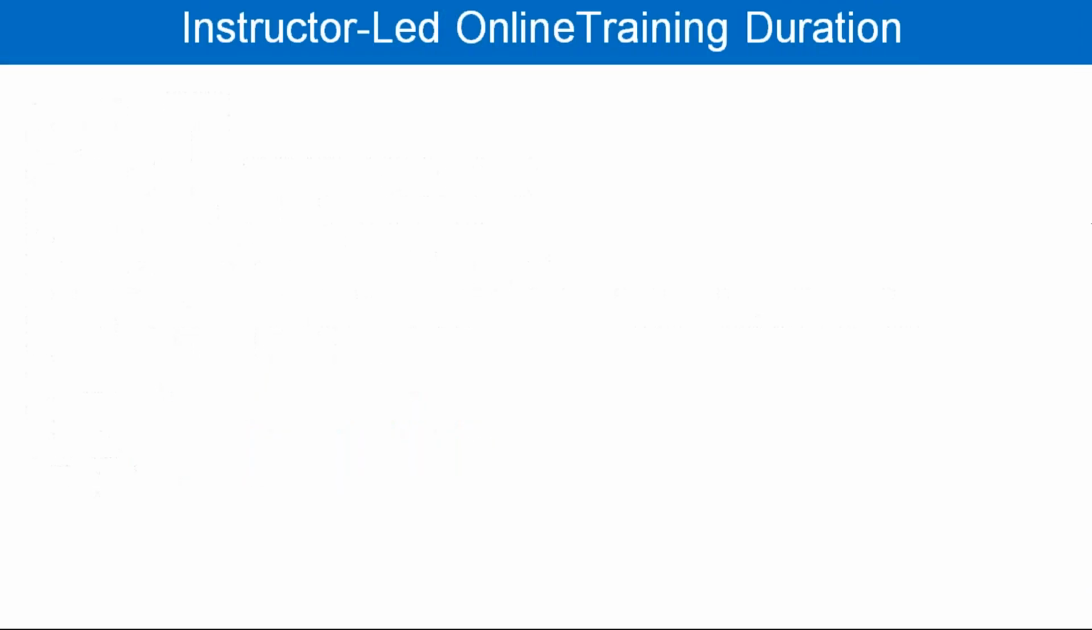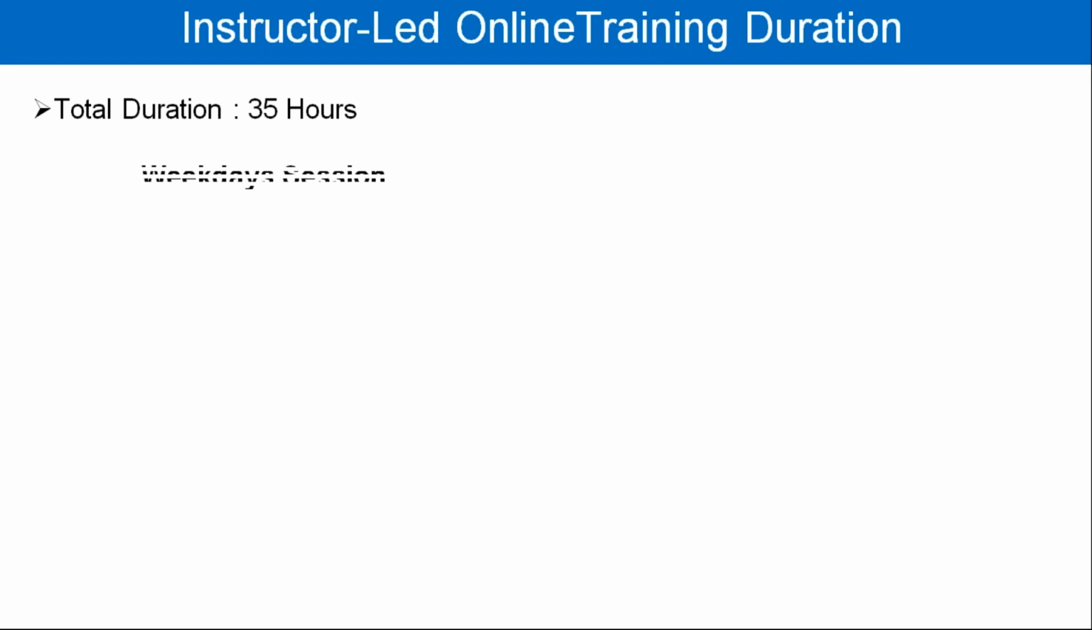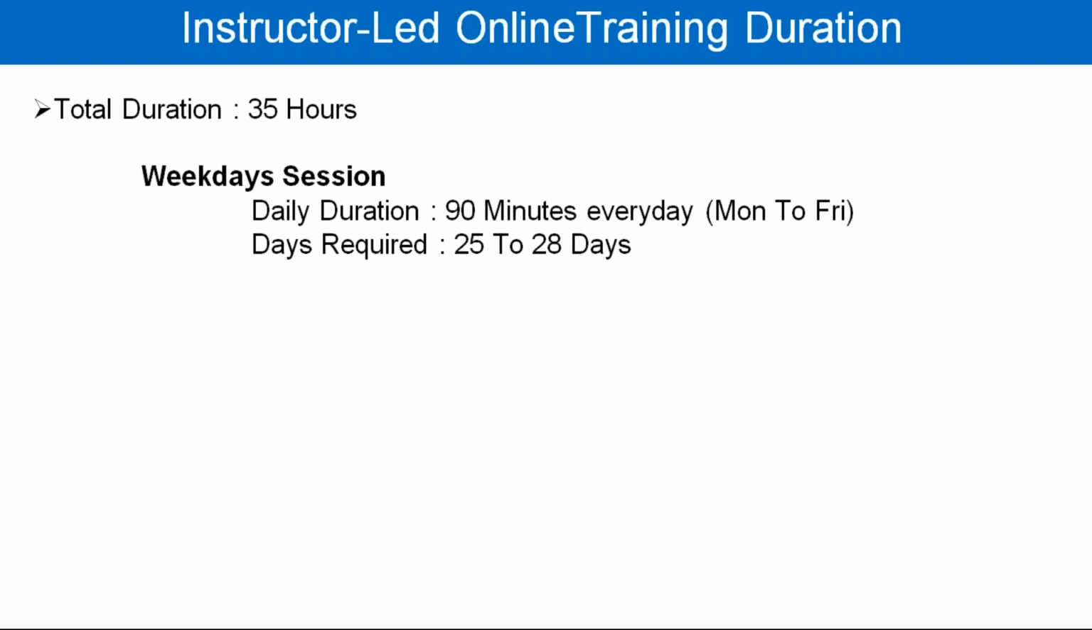Now we'll talk about the duration of the training. The total number of hours we are going to take to finish all the topics is 35 hours, and we'll be doing a 1.5 hour session daily, Monday to Friday. So basically it is 1.5 hours, and it's going to take 25 days or 28 days maximum to finish all the topics we have laid out in the course outline.